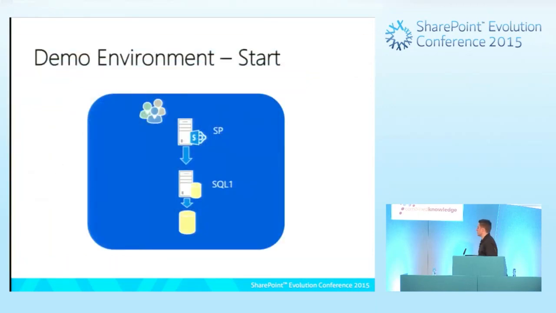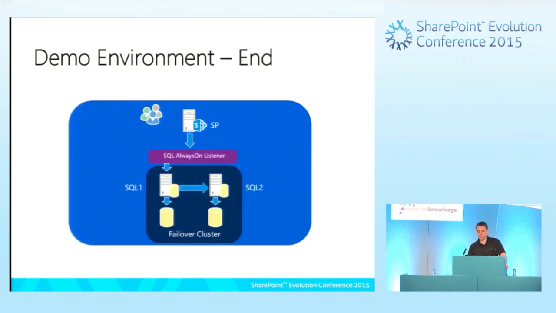So this is how the demo environment looked at the beginning. We had a single SharePoint box and a single SQL server. Essentially, SharePoint was speaking to SQL 1. Now what we've got at the end is SharePoint now is speaking to the AlwaysOn availability listeners, which means that requests could hit either SQL 1 or SQL 2, depending which is the primary and the secondary, and it's failover clustering that's facilitating the failover between the two nodes.